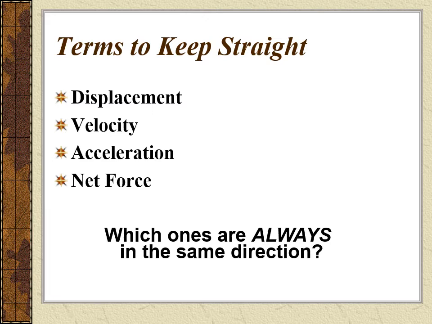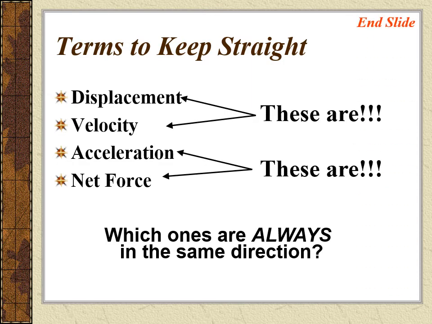Now, is it possible to have an acceleration with no velocity? Well, think of an object that's moving upward and stops at the very top before it starts coming back down. At that moment in time it has zero velocity, but it still has an acceleration of negative 9.8. So displacement and velocity have to have the same direction, and acceleration and net force have to have the same direction.